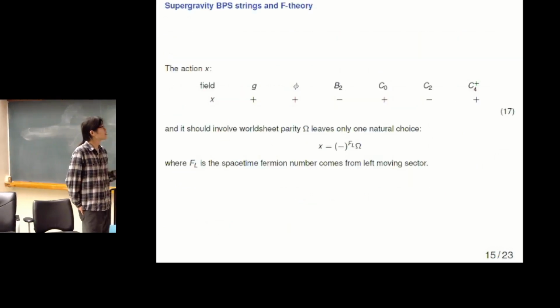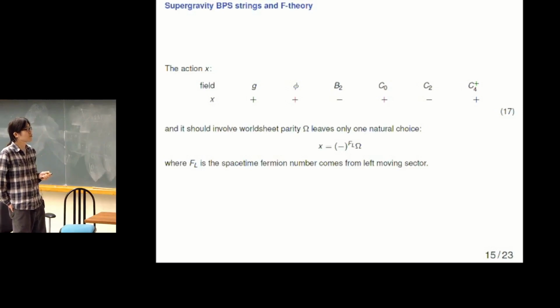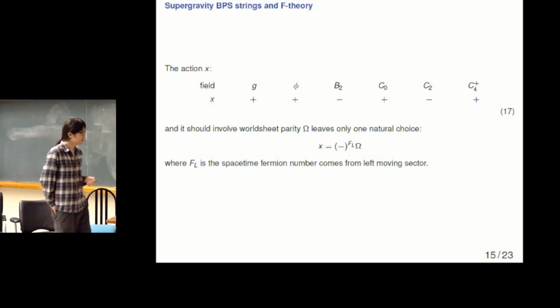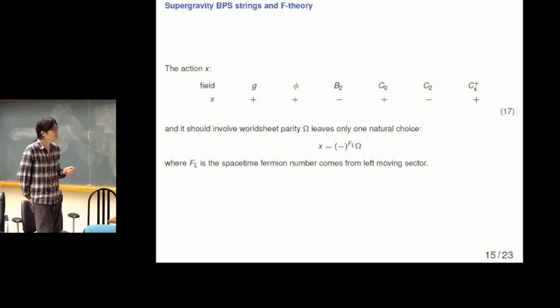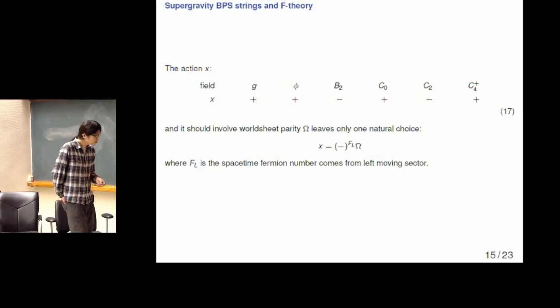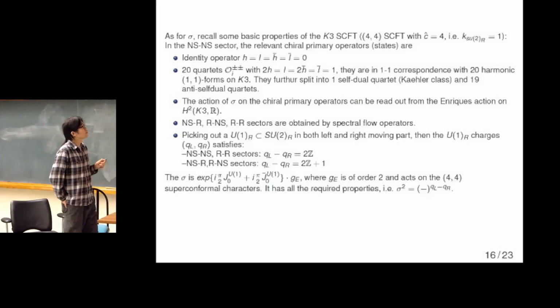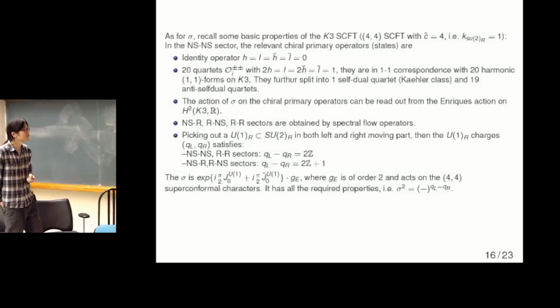First, the action X. The requirement that the field content be charged under X in the following way, together with the fact that it should involve worldsheet parity, uniquely fixes this action X. It consists of two components that both entered already in the Sen construction. F_L, again, is referring to the space-time fermion number coming from the left-moving sector. It's also easy to construct sigma. For this, just recall some basic properties of the K3 SCFT.